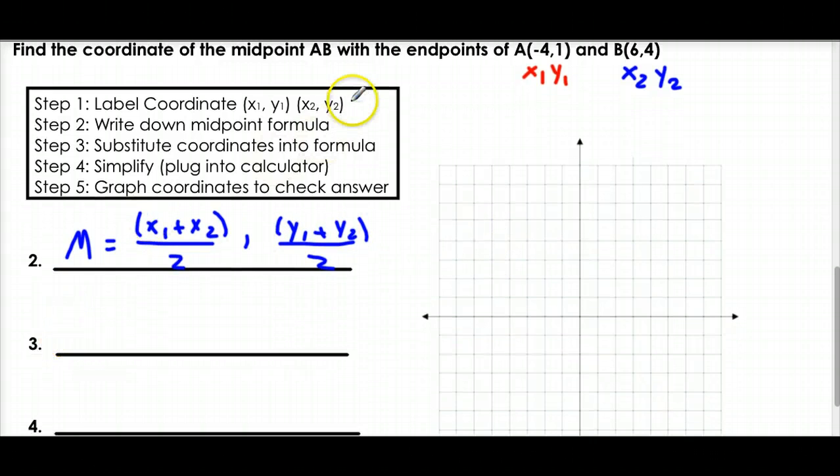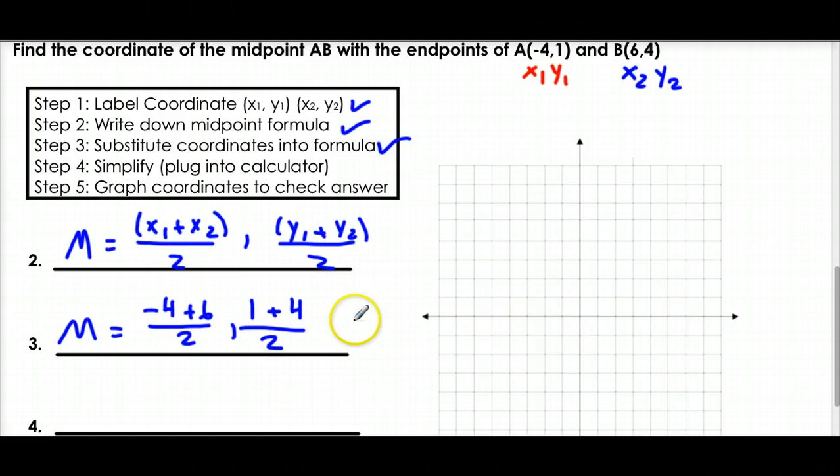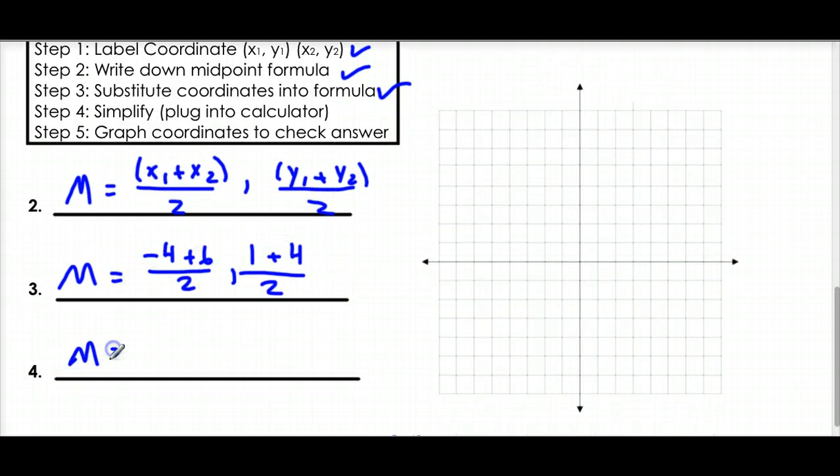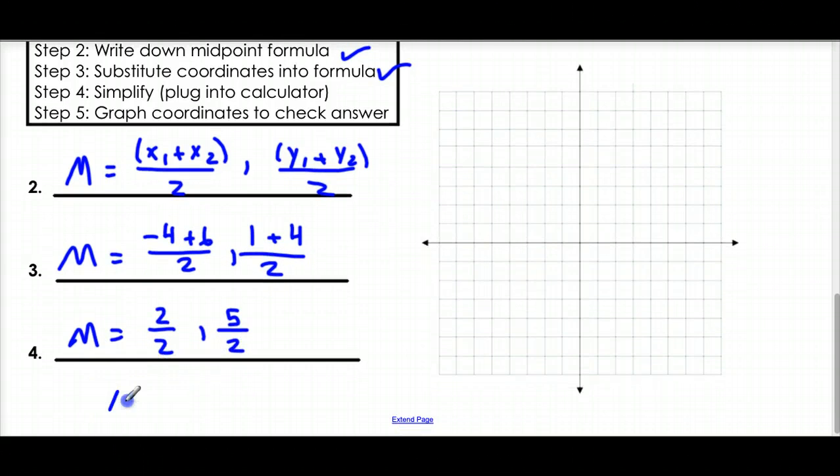We now plug into our formula, okay? We're going to substitute coordinates into our formula. So m is going to equal negative 4 plus 6 over 2, comma, 1 plus 4 over 2. All right. Negative 4 plus 6 is 2 over 2. And 1 plus 4 over 2 is 5 over 2. When we figure out what this is, we get m equals 1. Our midpoint equals 1, and 5 divided by 2, yeah, it's a decimal. It's 2.5. And that is the midpoint.